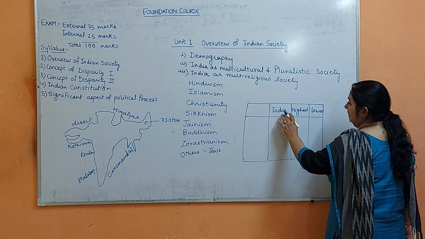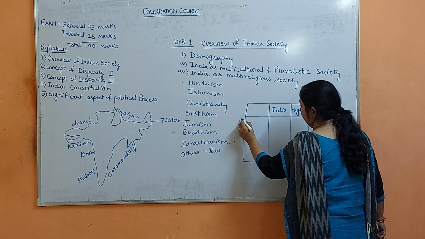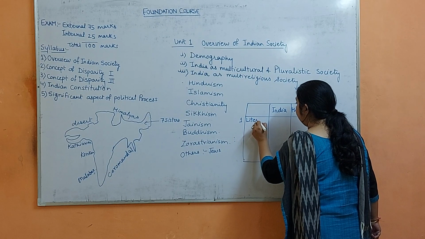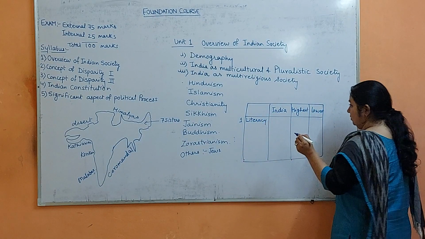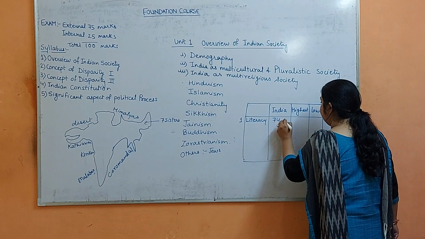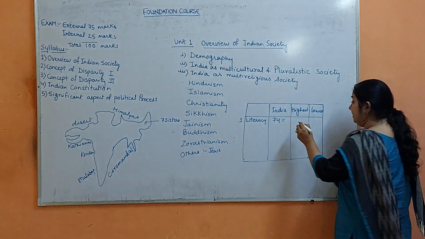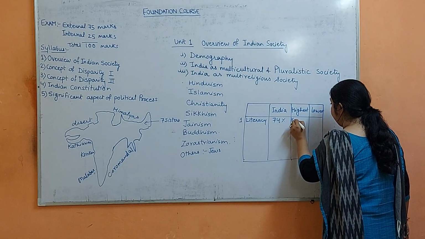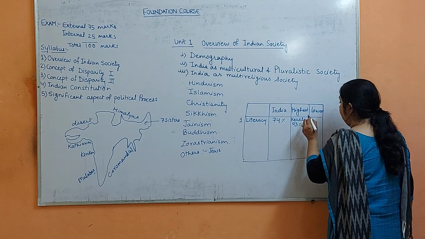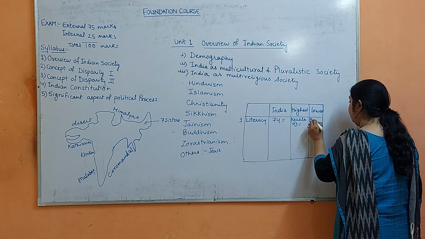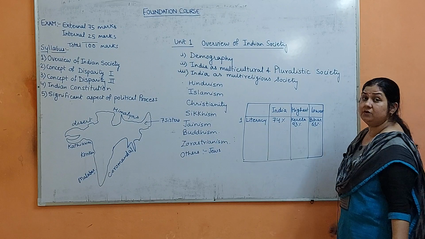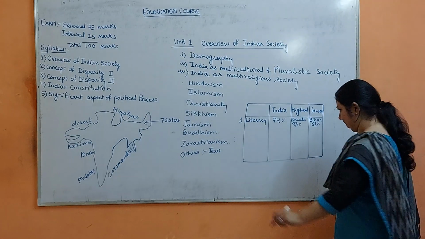See, I have written here India highest and lowest. Now first point I will cover as literacy. Obviously literacy rate. So in India literacy rate is somewhere around 74%. Highest literacy rate is in Kerala, which is about 93%, and lowest is in Bihar, which is about 63%. I am talking according to the census 2001.